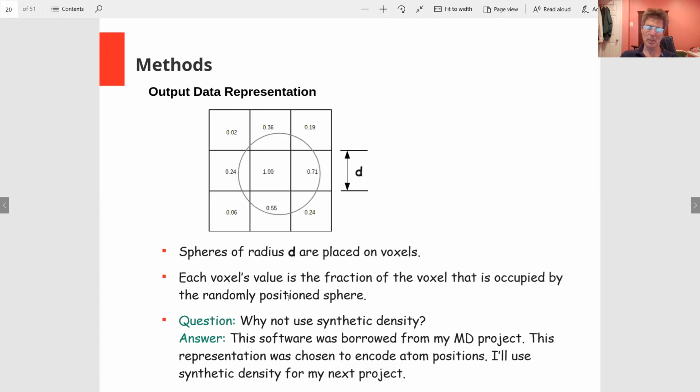Okay, so why not use synthetic density? Well, I addressed that, but I'll just say that in future work, I would use synthetic density, or make density maps that are more accurate or better models of electron density. Okay, well, that's that. That's the output data representation.